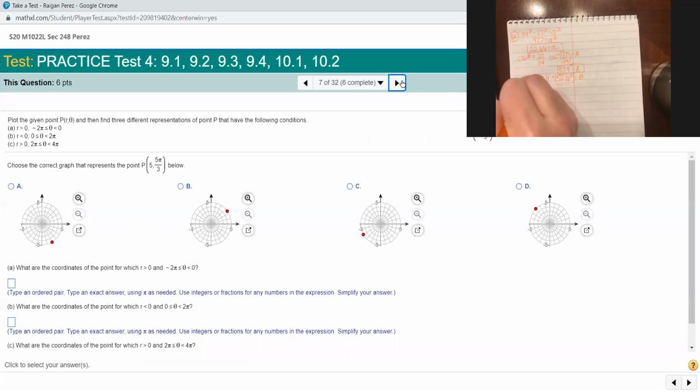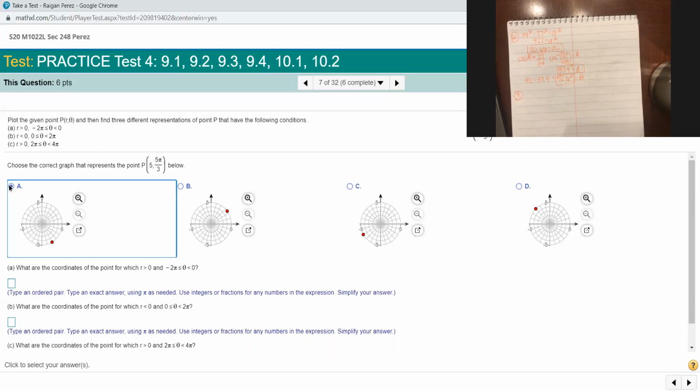Okay, number 7. Okay, these are from our polar coordinates we just did. Plot the point given the polar coordinates below. So it's 5 and 5 pi over 3. 5 pi over 3 is in quadrant 4 and it hits 5. So 5 pi over 3 should be in quadrant 4 over here. A. Sorry, didn't see it. Okay, so A.